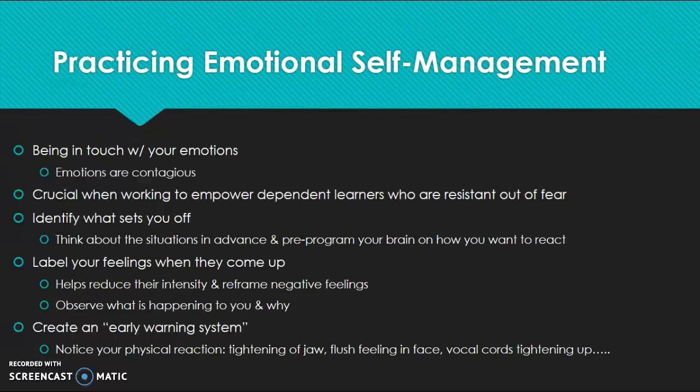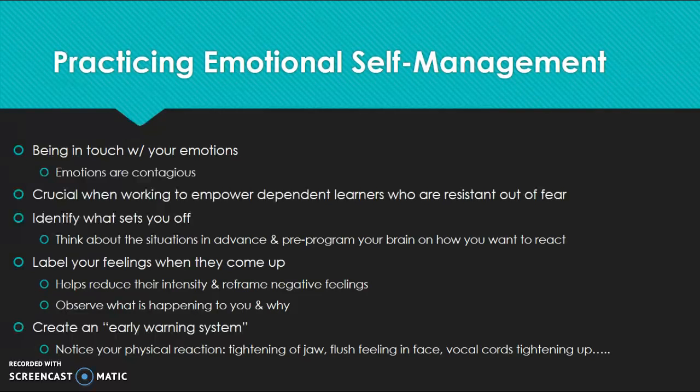Identify your triggers. Think about situations in advance and also past situations, and pre-program how your brain should react, in your own opinion, on how to handle those in a better way, knowing what kind of pisses you off, essentially. Label your feelings when they come up. It helps reduce their intensity and reframe your negative feelings, so you're kind of rewiring your lizard brain in this sense. When they do come up, realize, okay, yep, that's a trigger, and observe what is happening to you and why.